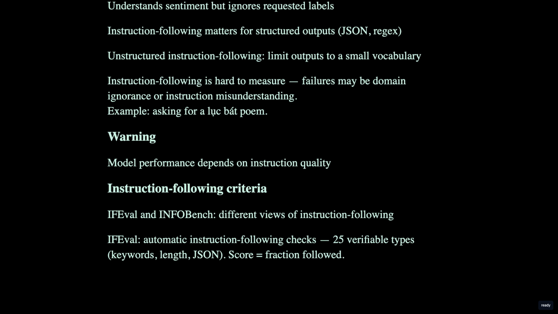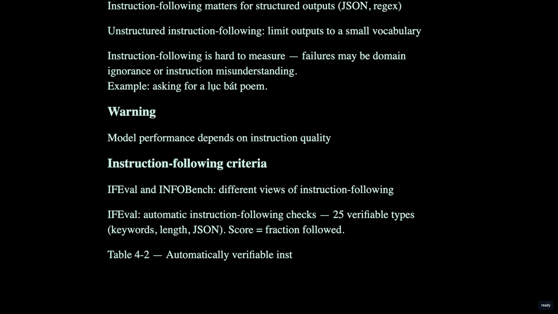Zhou et al. cataloged about 25 such instruction types. Examples include requiring a keyword, enforcing a length limit, specifying the number of bullets, or returning valid JSON. Each prompt is scored by whether the model meets the check, and the overall score is the fraction of instructions satisfied. This table enumerates instruction templates that can be checked automatically to judge a model's instruction following. Examples include keyword requirements or bans, exact word/letter counts, enforced response language, paragraph or sentence counts, and constraints on formatting like JSON, bullets, or titles.